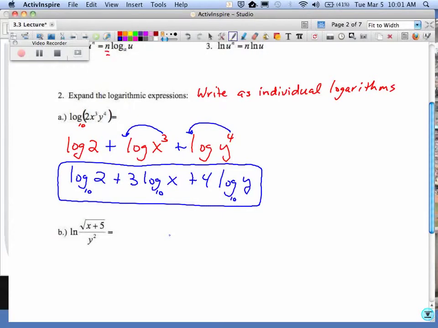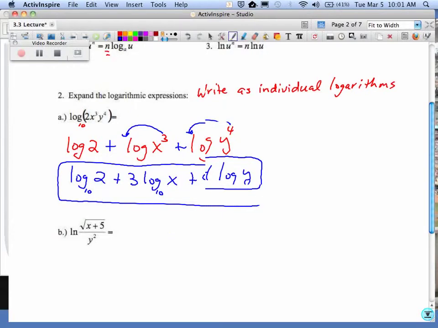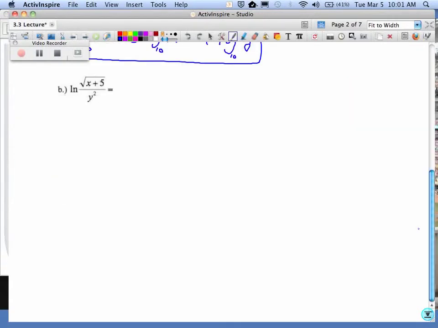What are you going to do here? We're dividing, right? So I'm going to take the logarithm, natural log, of the top. I'm going to write it, though, as x plus 5 all raised to the 1/2 power. That's the same thing as the square root. And I also have the natural log of y squared. What goes between them this time? When you're dividing, you subtract between them.